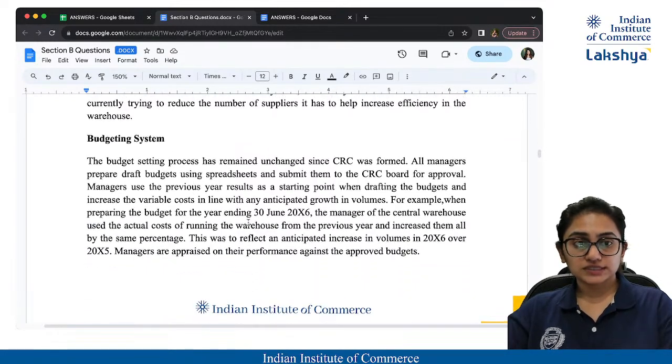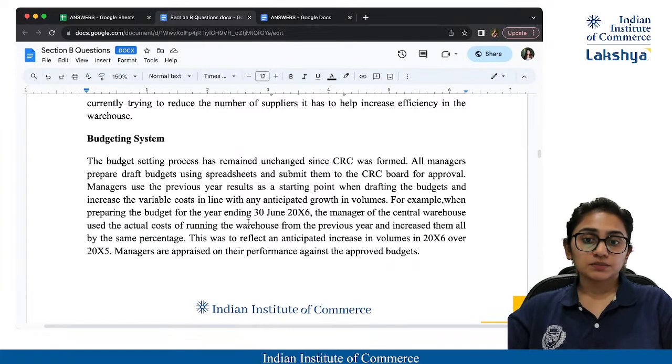Then budgeting system. The budget setting process has remained unchanged since CRC was formed. All managers prepare draft budgets using spreadsheets and submit them to the CRC board for approval. Managers use the previous year's results as a starting point when drafting the budgets and increase the variable cost in line with any anticipated growth in volumes.